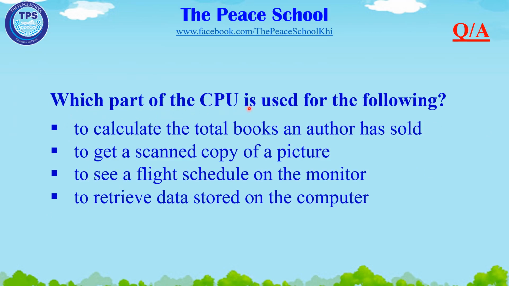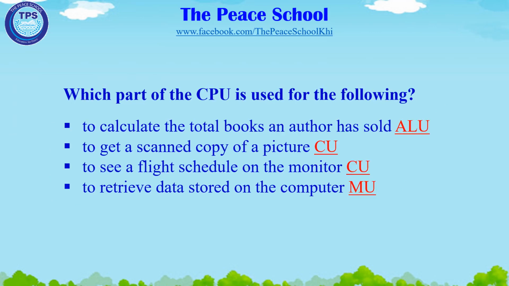Which part of the CPU is used for the following? Now look at these sentences and tell which part belongs to which unit. To calculate the total books an author has sold, to get a scanned copy of the picture, to see a flight schedule on the monitor, to retrieve data stored on the computer. So now here you will write what are the components of the CPU that perform these tasks.